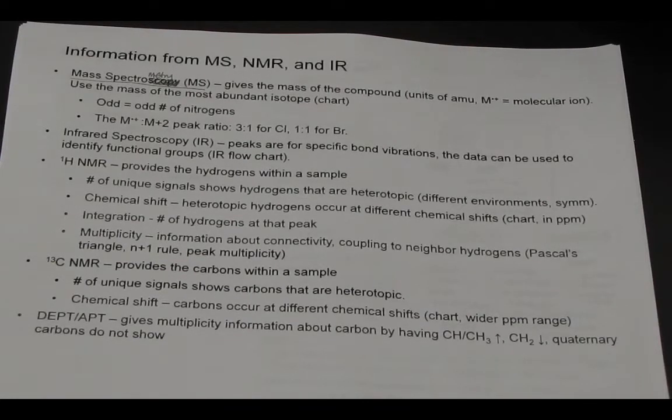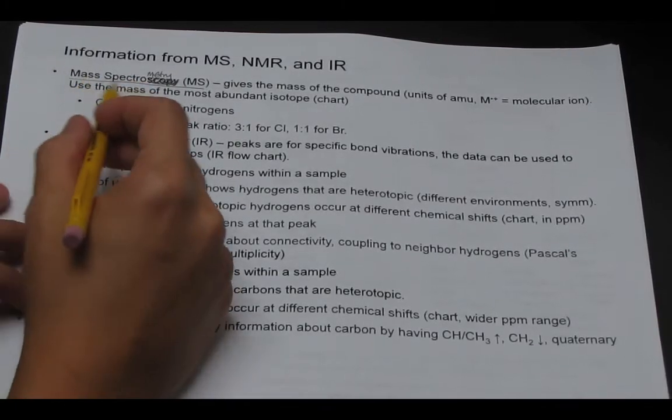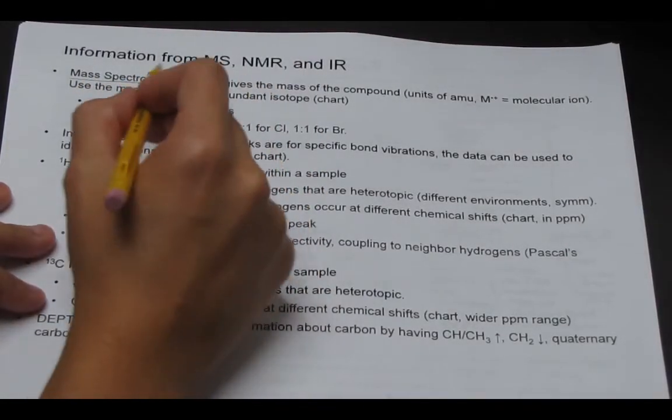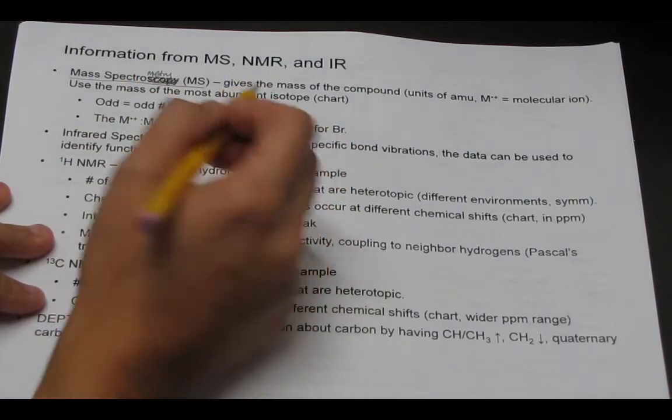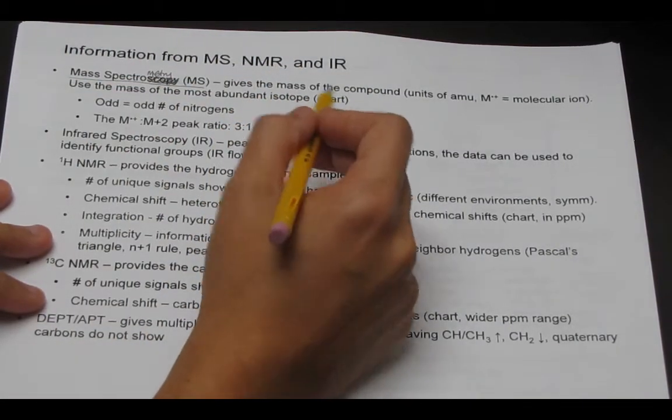Today's inverted lecture is going to cover mass spec and NMR, which we learned in Chapter 9, and IR, which we learned in Chapter 2, and how we use those to determine structure and also to figure out an unknown structure. So let's start with mass spec, MS. It stands for mass spectrometry, not spectroscopy.